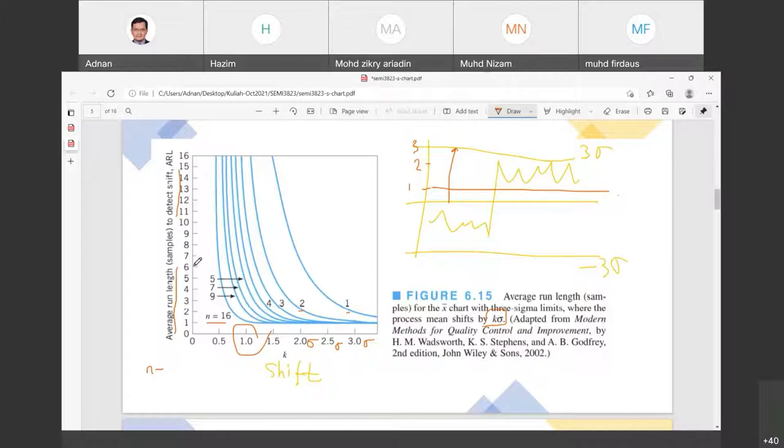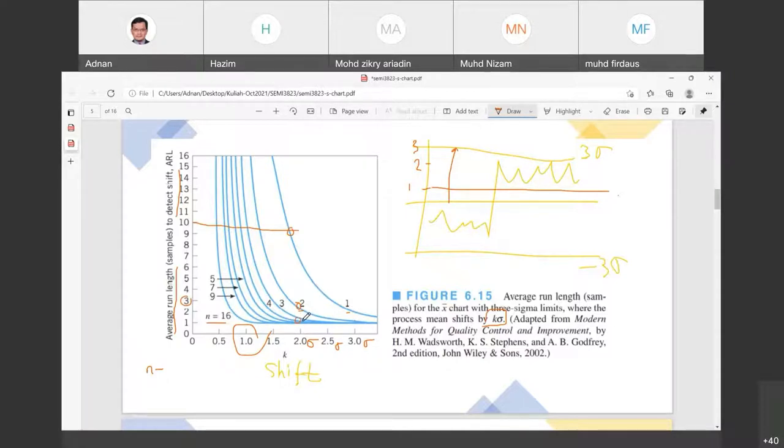Let me see, just take for example ARL 10. Let's say at point number 10, who will hit faster? So if you have 2 sigma here, and 2 sigma here, it shows that a bigger sample size is faster to detect. If you have only 1, you're going to be delayed in detection. See here, if you have n equal to 2, you can detect at ARL equal to 3. If you have n equal to 1, you need 10 points to detect. It is delayed. But if your sample size is 16, you're going to detect very fast.